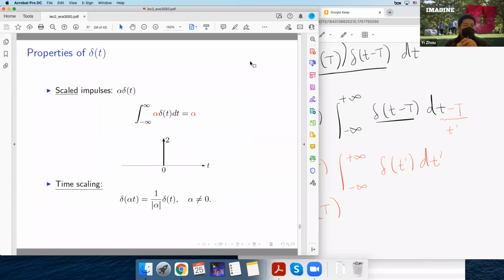Okay, and we have some further properties about this impulse function. We have a scaling property. We can scale the impulse by a constant alpha. And again, because the impulse is not explicitly defined, the way we deal with this scaled impulse function is also by considering its integration. So for this function, integrating this signal over the entire time domain gives us the constant alpha. Because this alpha is a constant, we can pull it out. So integration of delta t dt is 1 by definition of the impulse.